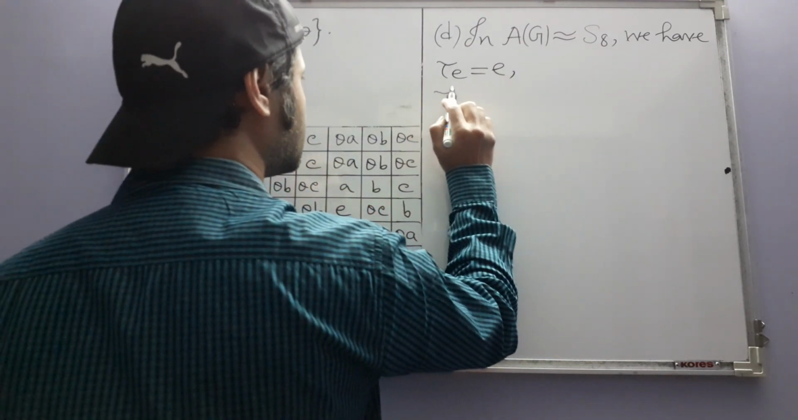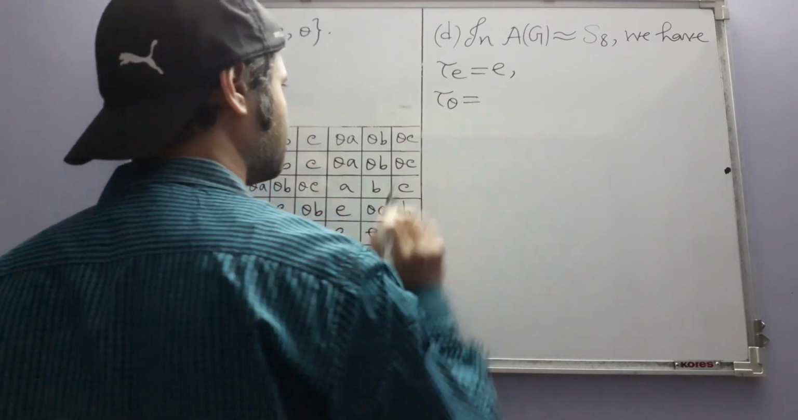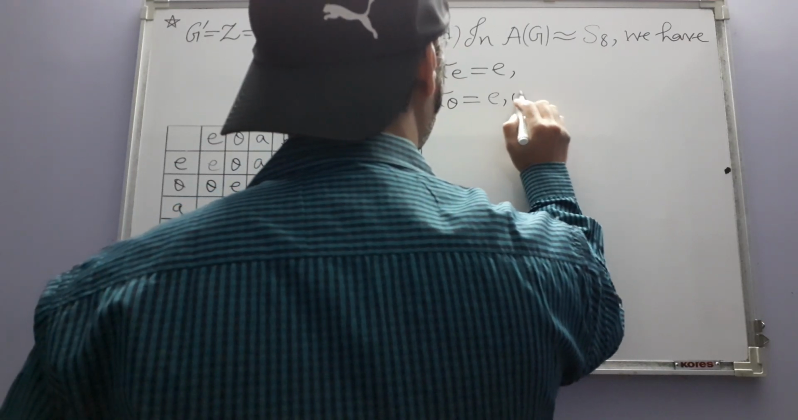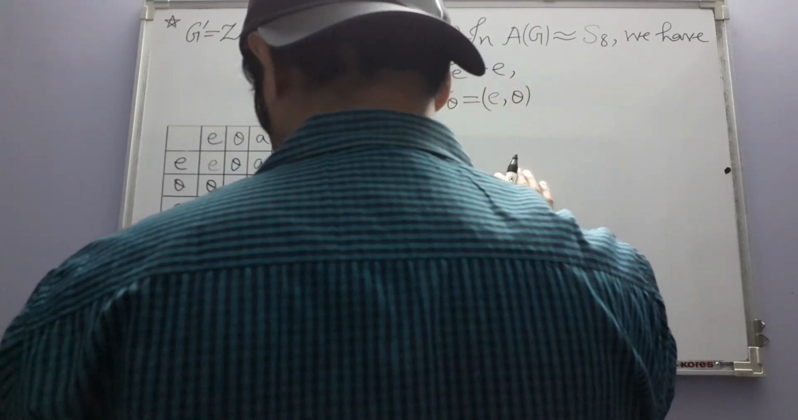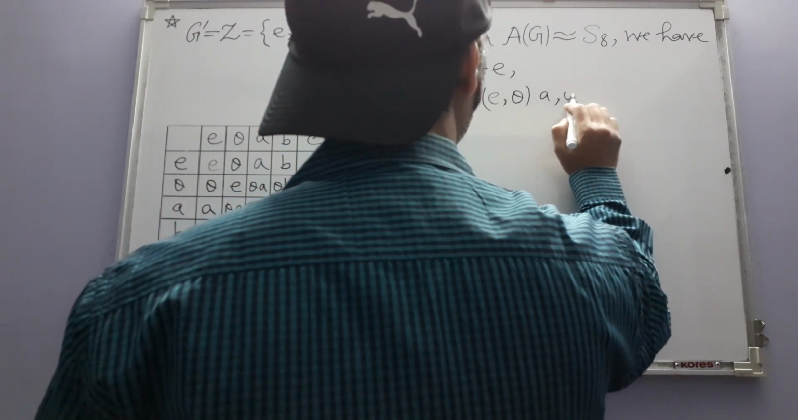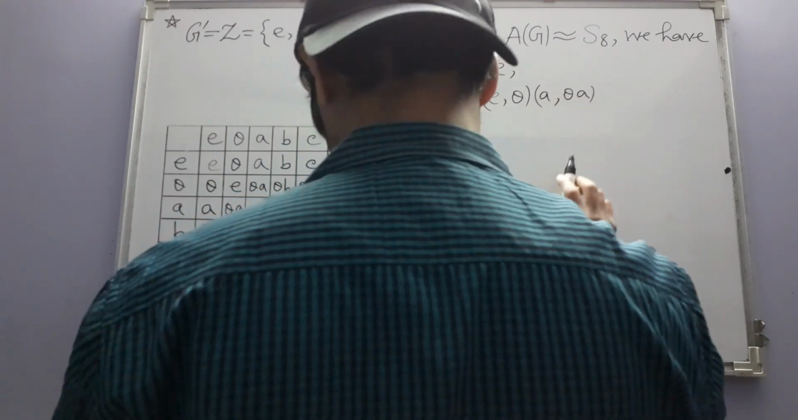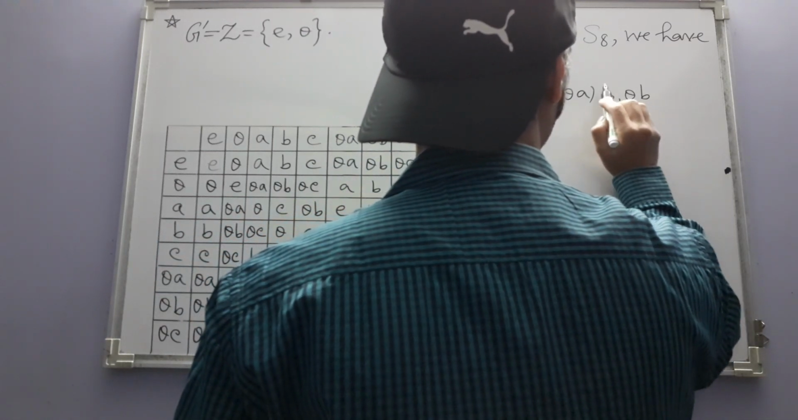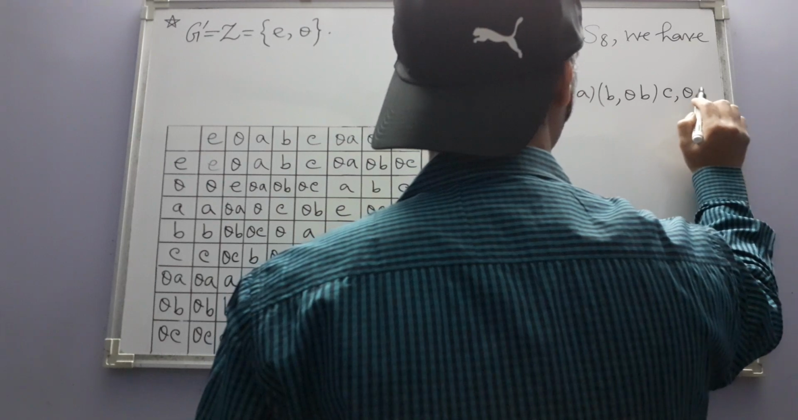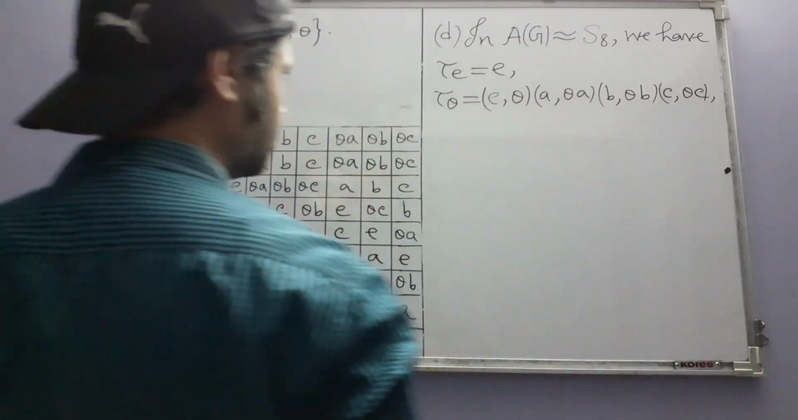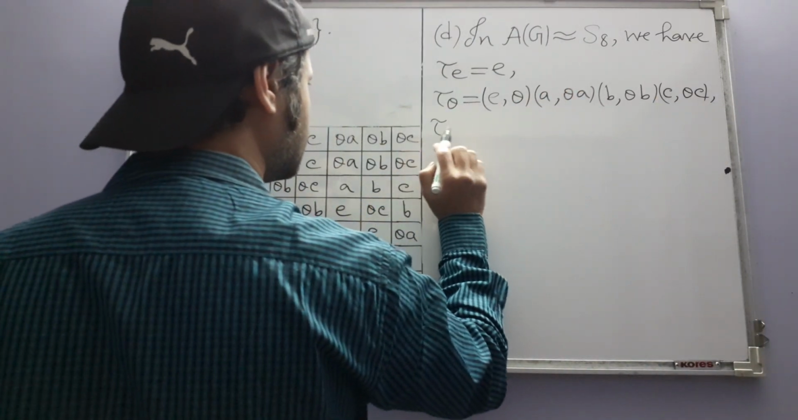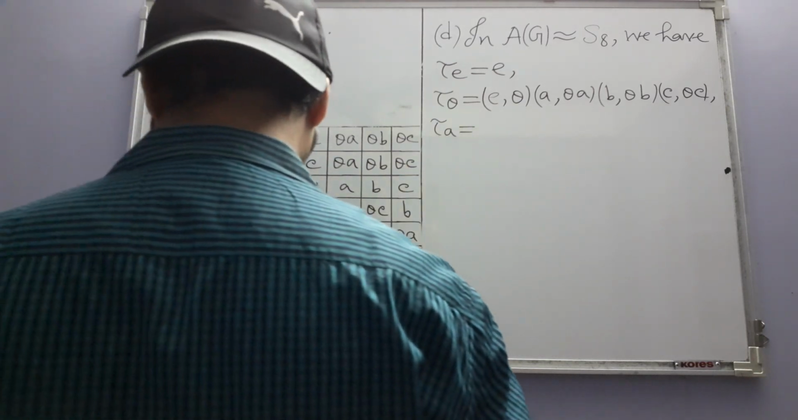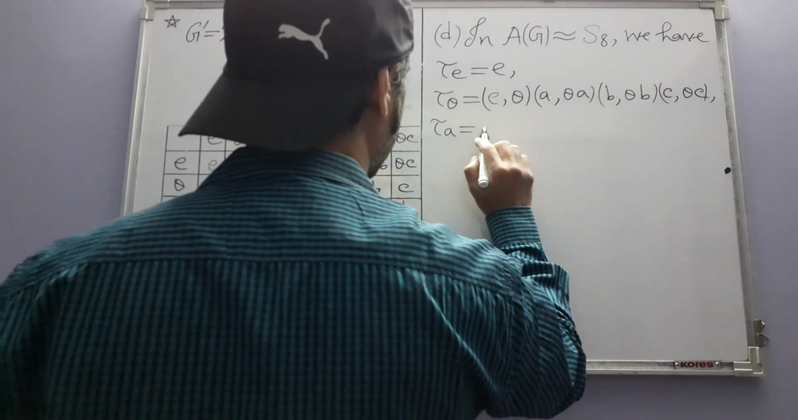Then next, we have to write eight of them. E comma theta, A comma theta A, B comma theta B, C comma theta C. So that is tau theta. Next, tau A. Tau A is E A theta theta A.